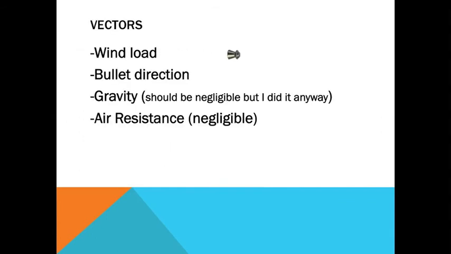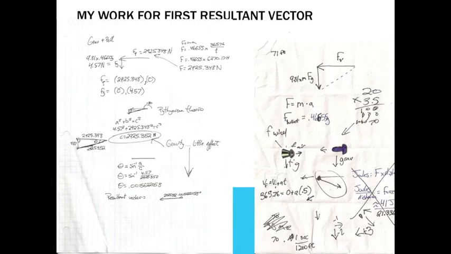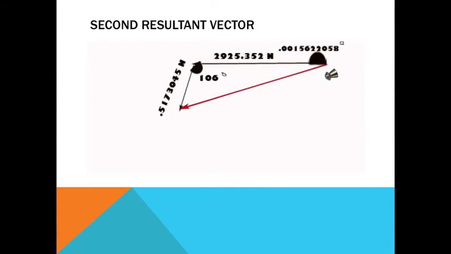So now I got my vectors. Air resistance is not really that negligible, but I ignored it anyway. So we have the force of the pellet that way. Here's all my work for the first vector. I broke it down to the x, y components and then added them together, then took the sine inverse of it and found the angle.